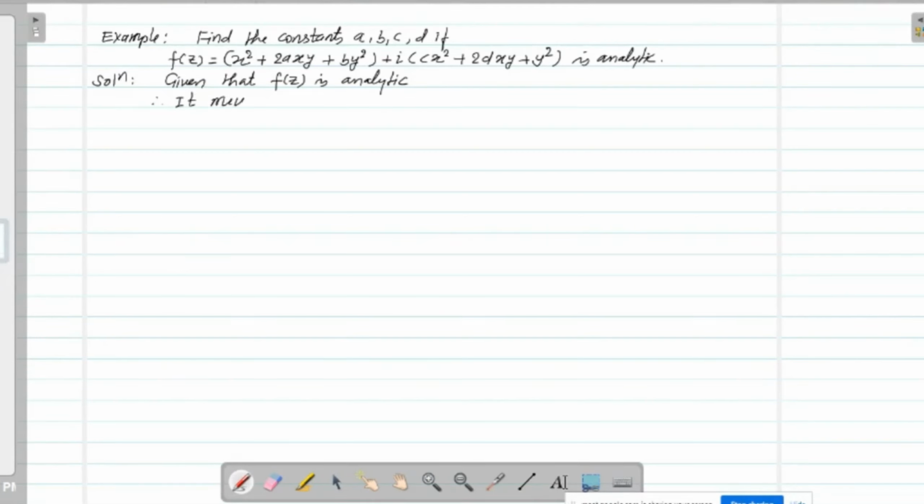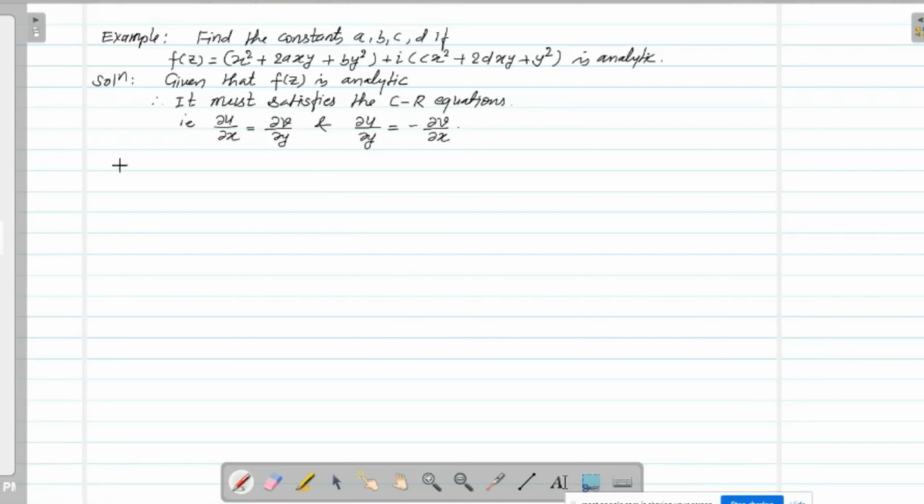It must satisfy the CR equations. CR equations means what? It must satisfy the Cauchy-Riemann equations. That is, dou u by dou x is equal to dou v by dou y, and dou u by dou y is equal to negative of dou v by dou x. Okay, these are the CR equations.